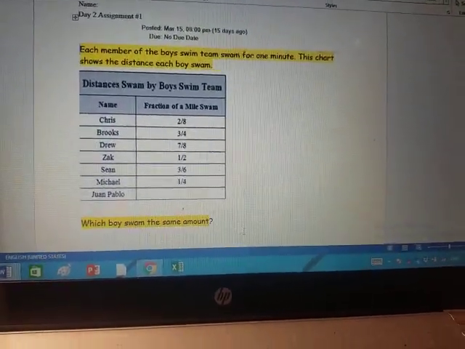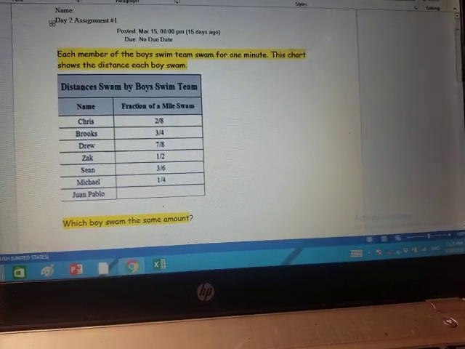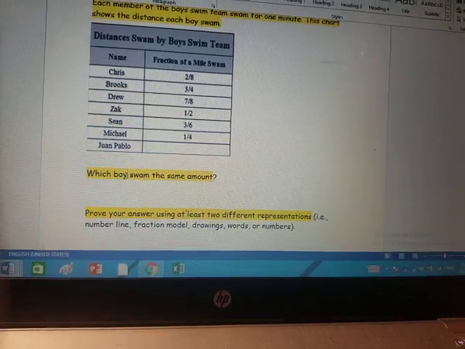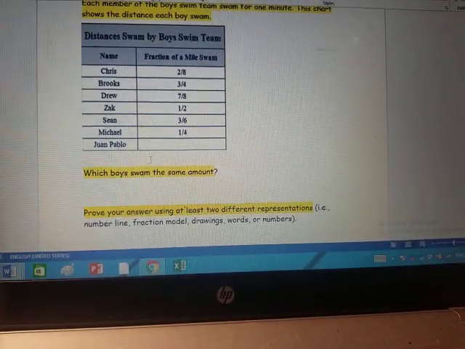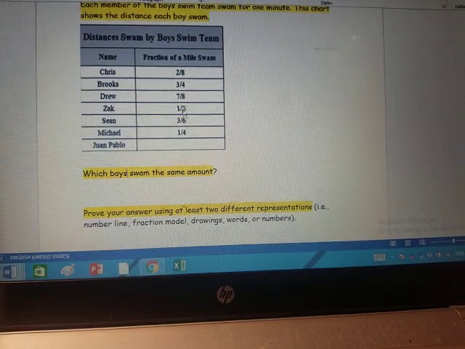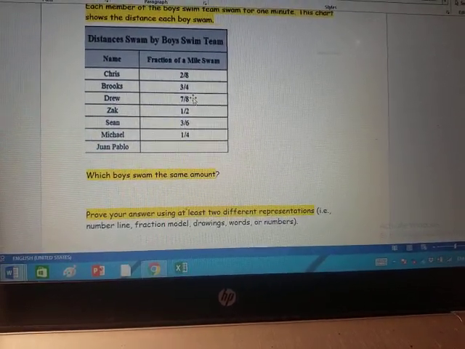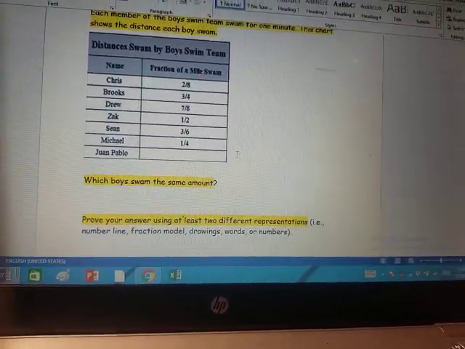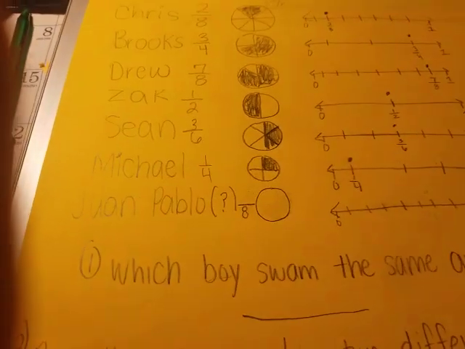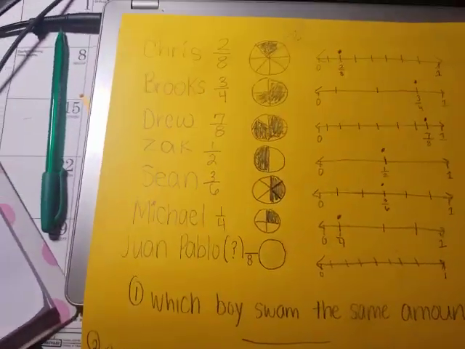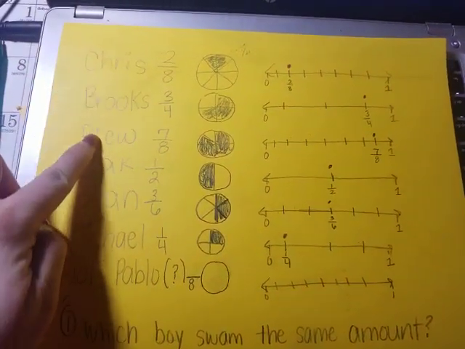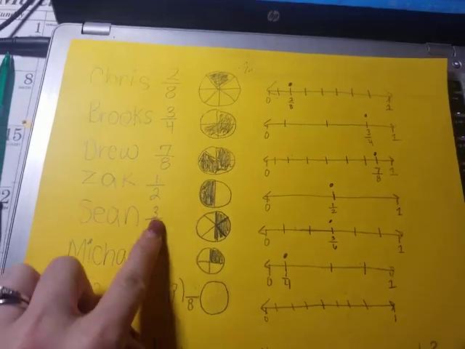So the first question is, which boys swam the same amount? Looking at this, you could tell none of the fractions are the same. But if you draw them out, you'll be able to tell which boys swam the same amount. So what I did here is exactly what I want you to do in your notebooks. If I were you, I would write all the names again. Pablo, we don't know. I would write the fractions as you see here.